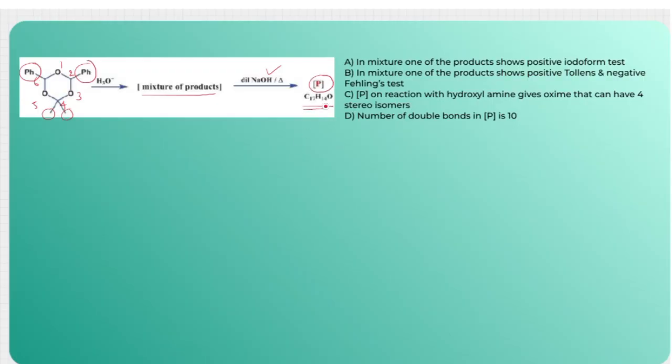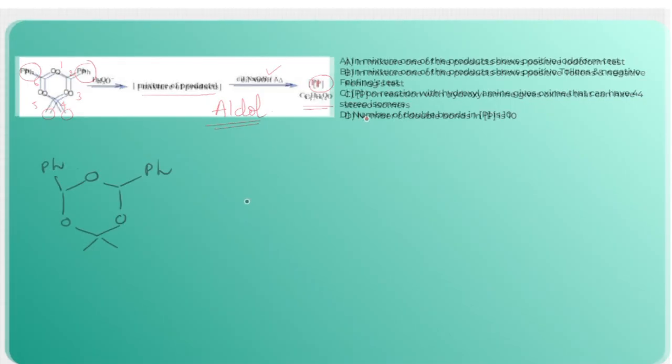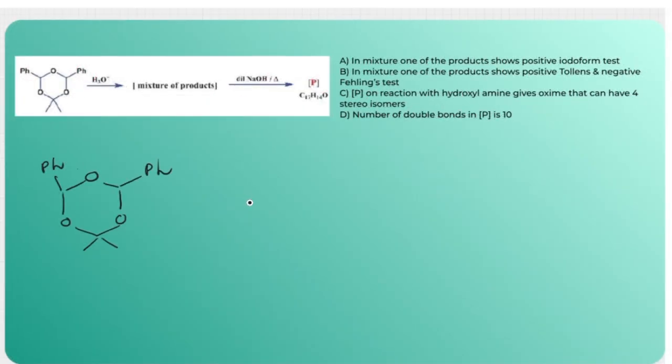With the help of the molecular formula, you can predict what P is, because whenever there is dilute NaOH in heating condition, it's probably an aldol condensation. So using this much information, you have to choose the correct statement or statements from the given options. Now is the time to pause the video and solve this question on your own. Now it's time to verify your answer by solving the question.